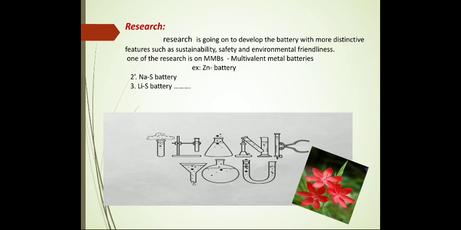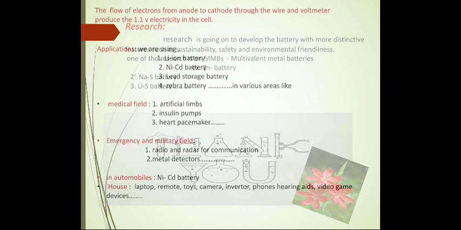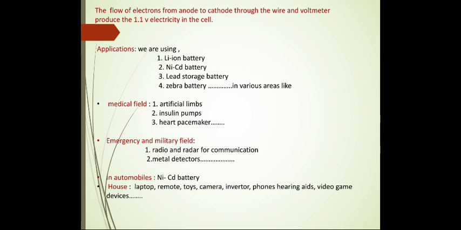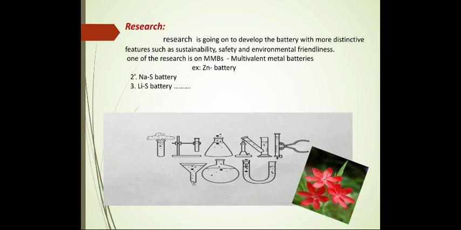Today I explained what a galvanic cell is, how the galvanic cell produces electricity, what reactions go on in a galvanic cell, and in the applications, we use so many batteries. Some of the applications I discussed, and also the research. One of the researches is MMBS, the multivalent metal battery, which develops zinc batteries, and some other research is going on to develop the sodium sulfur battery and lithium sulfur battery.